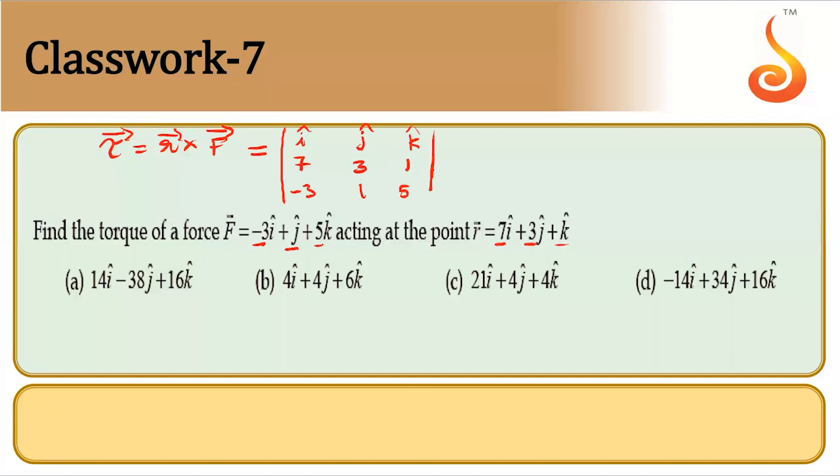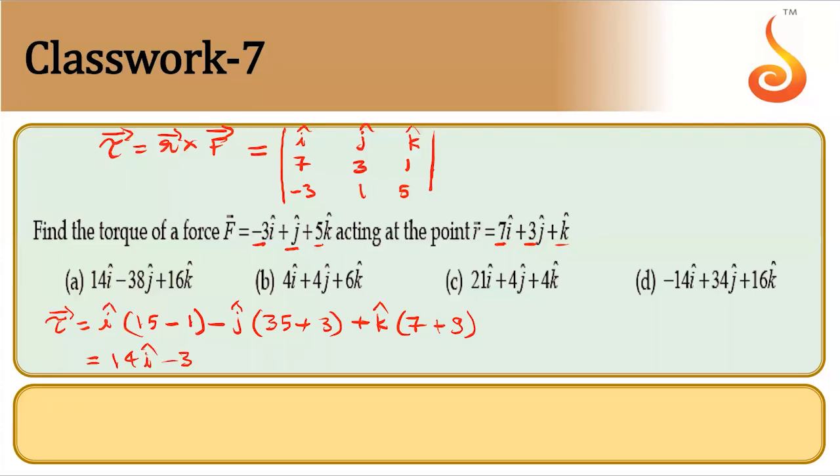Expand this. So tau equals I cap into 3 5s are 15 minus 1 1s are 1, minus j cap into 7 5s are 35 plus 3, plus k cap into 7 1s are 7 minus of minus will be plus 9. So it will be 14 I cap minus 38 j cap plus 16 k cap. Direct question. Remember, it is R cross F, not F cross R.